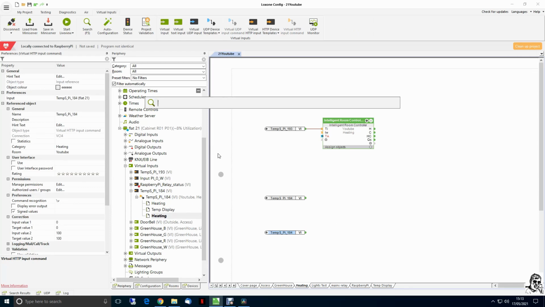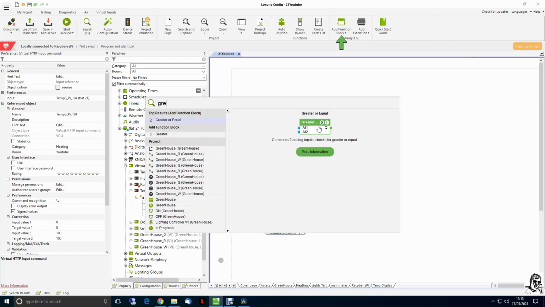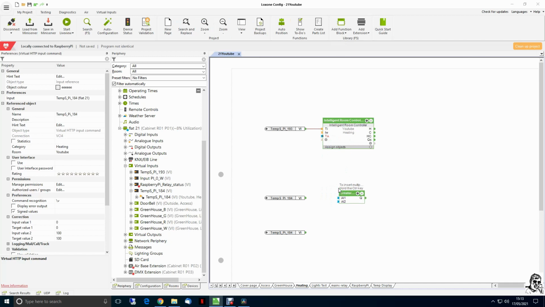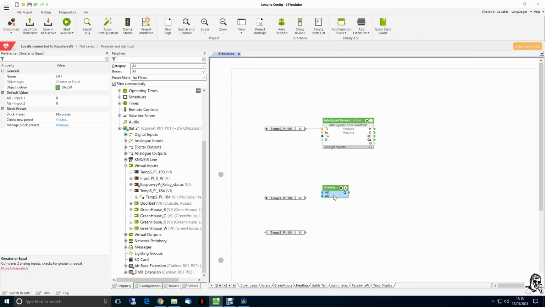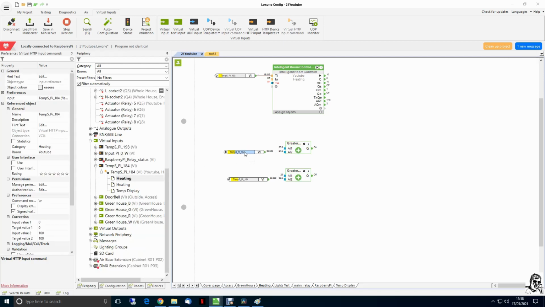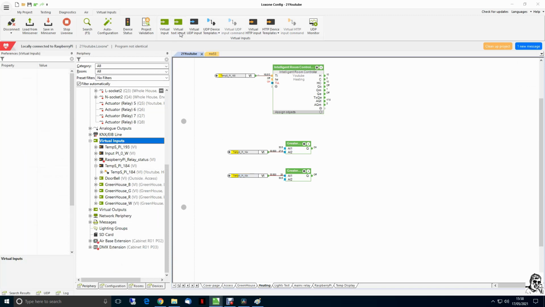We need two comparators, and in Loxone they call them greater or equal. Okay, we need two of them, and those ones will check the input. Okay, connected and connected.